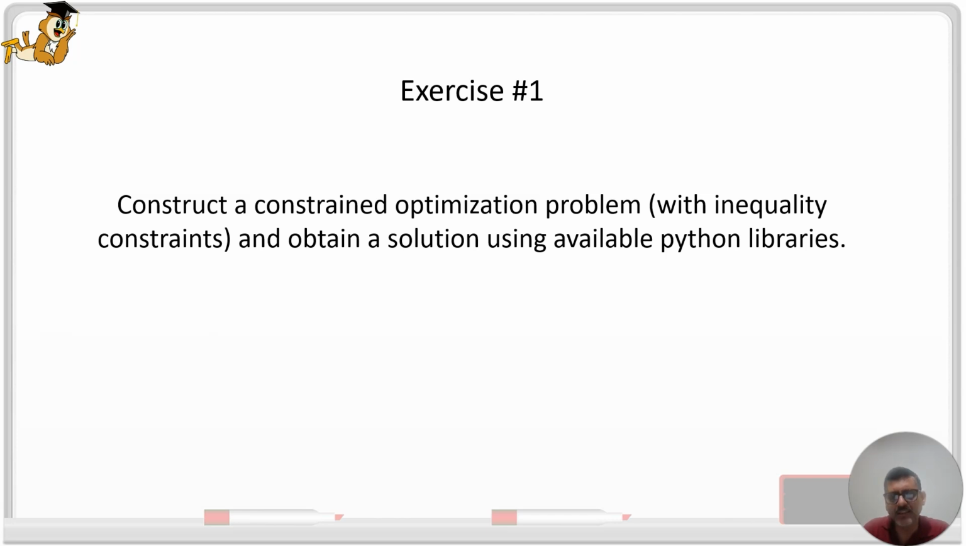Okay, so that is the exercise. I leave it to you what function you want to optimize and what inequality constraints you want to impose. But go over this exercise. I know most of you are experts at using Python libraries, so find the correct library and go about and find a solution. Okay, so that is the exercise.